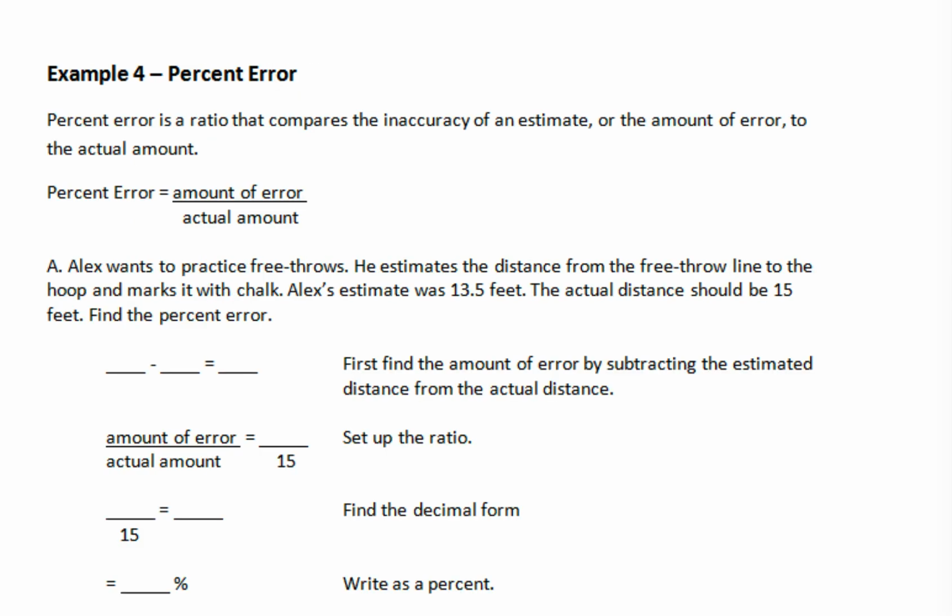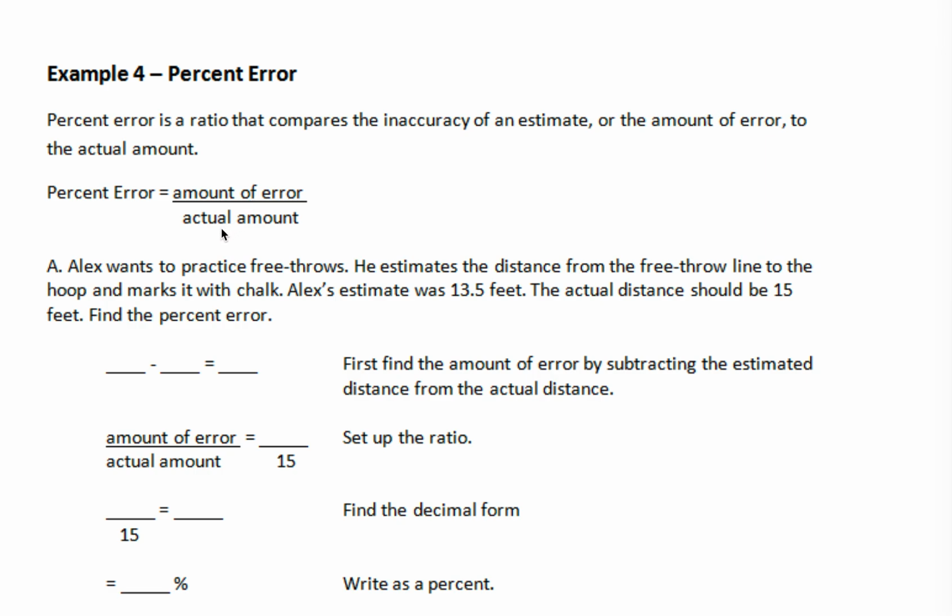All right, let's go ahead and take a look at percent error. Percent error is a ratio that compares the inaccuracy of an estimate, or the amount of error, to the actual amount. So we're figuring out how off you are when you make a guess about a number. Percent error is similar to percent change. We start by finding the amount of error, and we subtract to do that, just like we do for percent change. But this time we're dividing by the actual amount. That's not the first number, it's whatever the actual is. And usually for these problems, the actual is listed second.